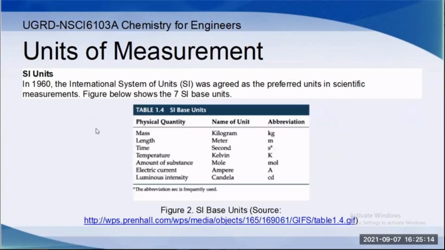So these are the 7 SI-based units. We have for mass, kilograms; for length, meter; for time, second; for temperature, Kelvin; amount of substance, mole; electric current, ampere; luminous intensity, candela. Okay, so these are the 7 SI-based units.